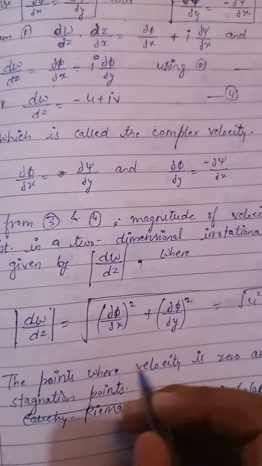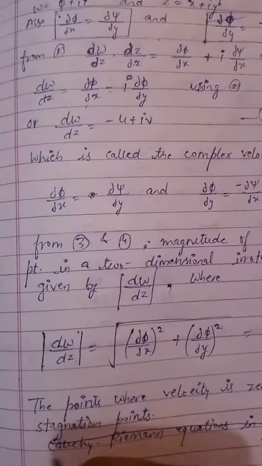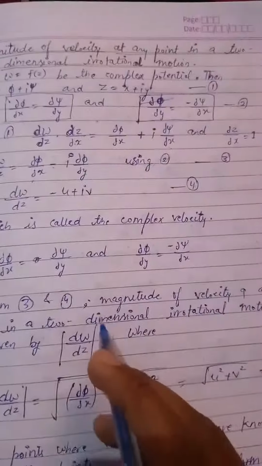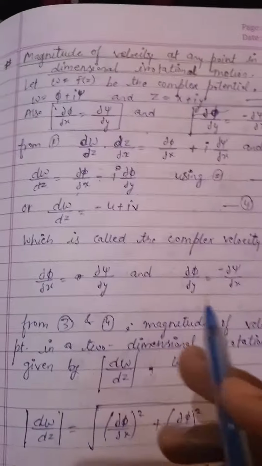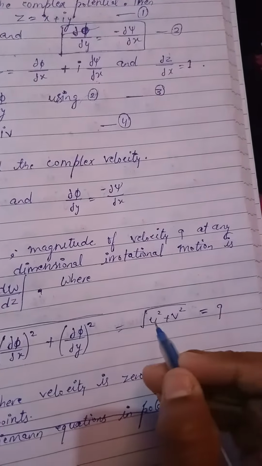So the points where velocity is 0 are known as stagnation points. This is the definition of stagnation point. So this is all about the magnitude of velocity at any point in a two-dimensional irrotational motion, and its value will be root of u square plus v square.